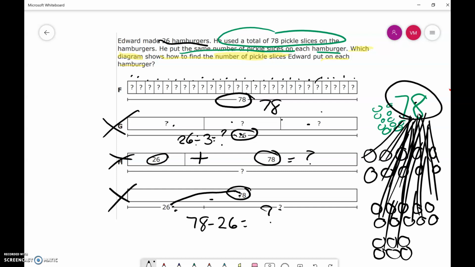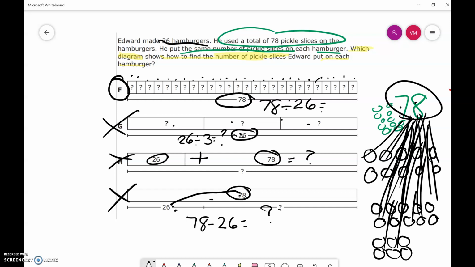So I'm dividing 78 pickles between 26 hamburgers. And I'm trying to see how many pickles will be in each hamburger. And if I look at that closely, it might be about 3. I think 2. See, I'm even estimating, but I don't have to solve. So the only one that made sense was F.